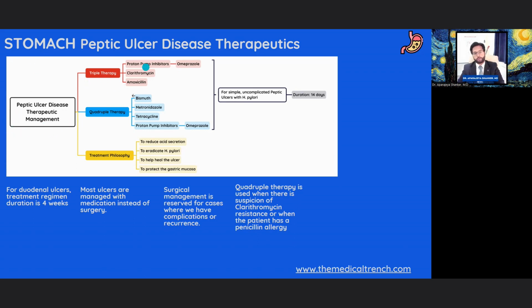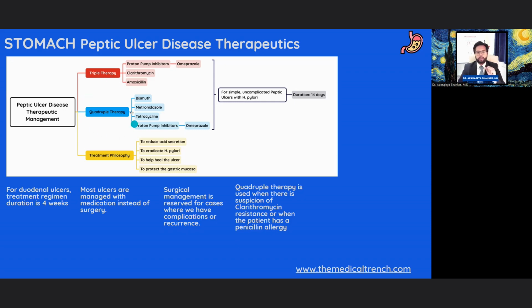Now, therapeutics, you have two options here. First is triple therapy, which is the classic medical treatment in which you use proton pump inhibitors like omeprazole to reduce the amount of acid present in the stomach. You use clarithromycin and amoxicillin to completely eradicate H. pylori. And proton pump inhibitors are very good because they serve two functions. One is that they reduce the amount of acid inside the stomach. And the second is they help to protect the gastric mucosa as well.